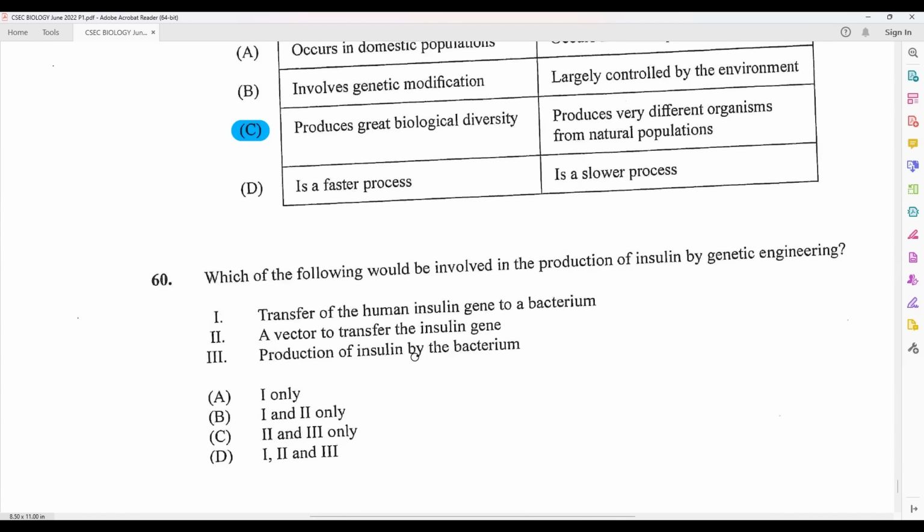Which of the following would be involved in the production of insulin by genetic engineering? Transfer of a human insulin gene to a bacterium? Yes. A vector to transfer the insulin gene? Yes. Production of insulin by the bacterium? Yes. So all three, 1, 2, and 3, which makes it D.